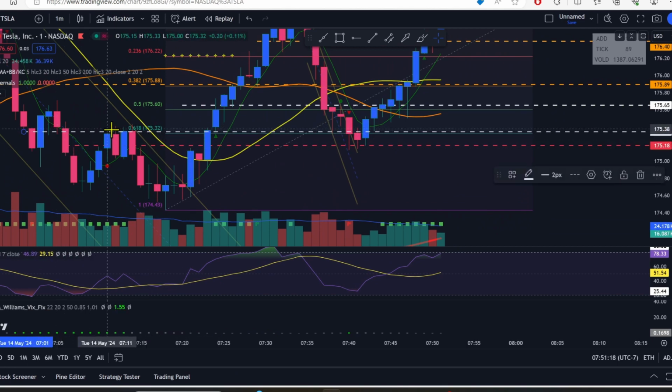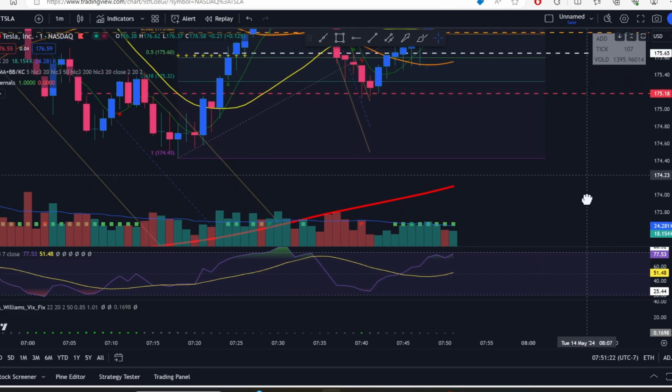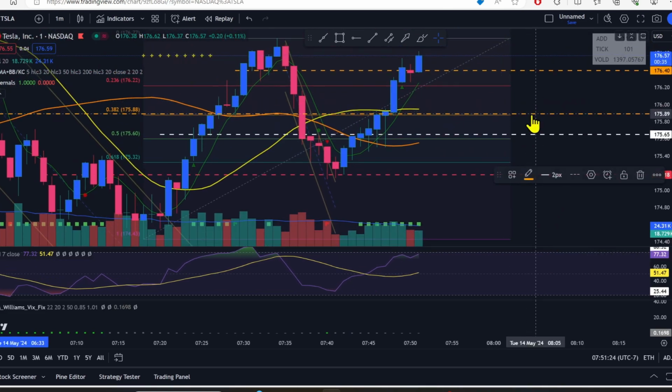Let me get rid of this line. This is where I got in previously. This is where my stop loss was on the new trade. This is where, let me get rid of all my other lines.